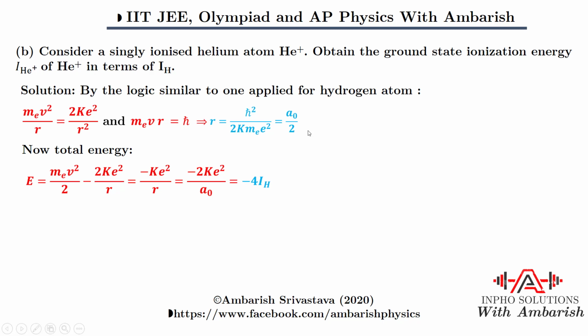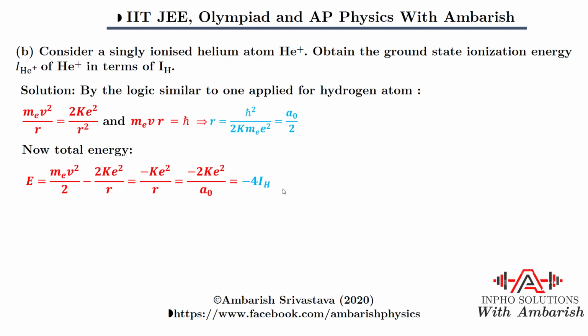Okay, and what's the total energy now? We just again add the kinetic energy, half mv square, and then the potential energy, and this is again the standard result. R we got on the previous slide, a naught. So we put the value of r here in terms of a naught, and we get this energy as minus 2ke square by a naught, that is minus 4 times the ionization energy of the hydrogen atom, because ke square by 2a naught was the ionization energy for the hydrogen atom.